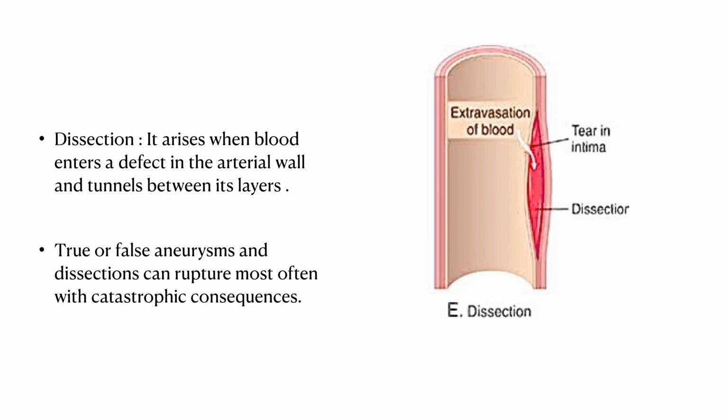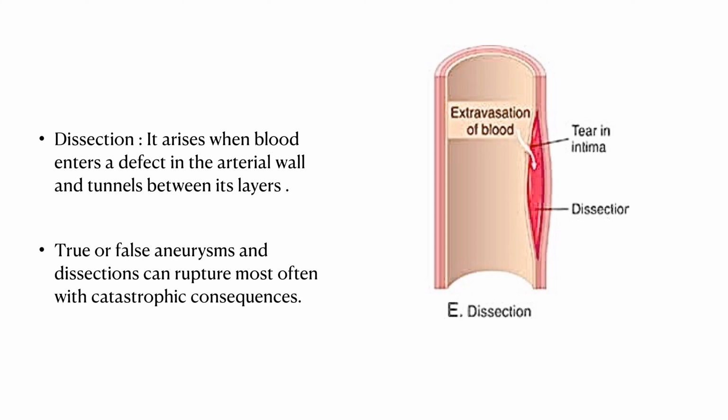Dissection. It arises when blood enters a defect in the arterial wall, mainly a tear in the intima, and tunnels between its layers. There is a tear in the tunica intima of the blood vessel, and that tear is a gateway for the blood to enter into the wall of the blood vessel, and thus forms a dissection.